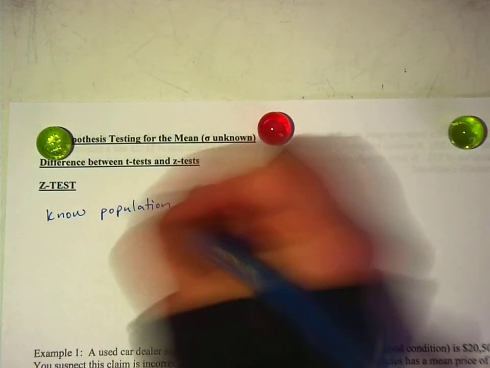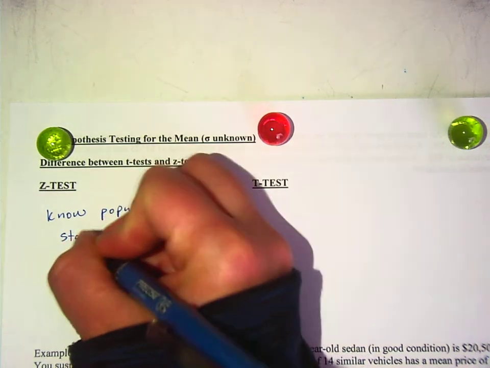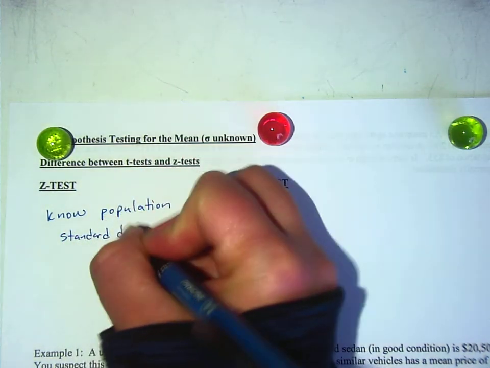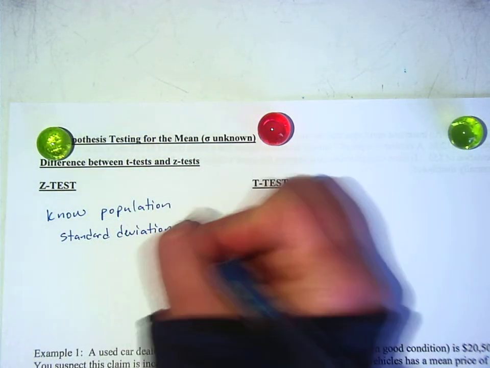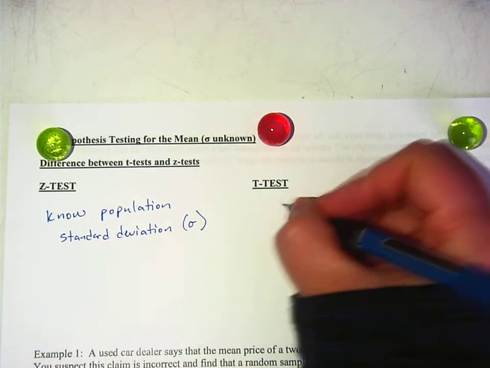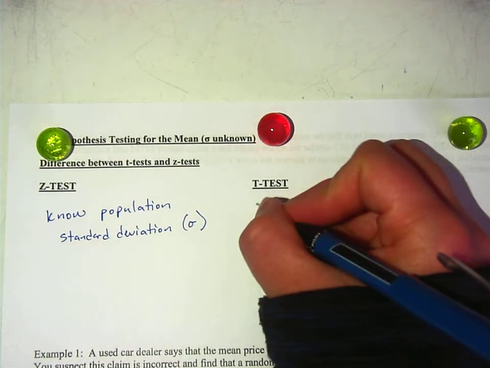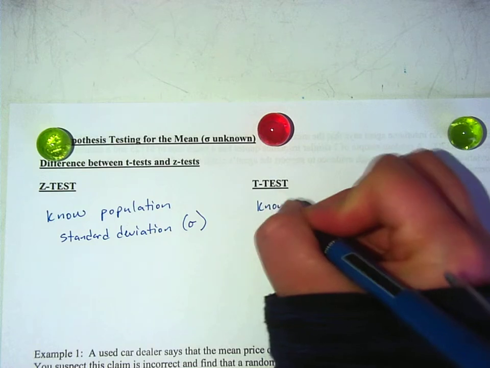So you have to know the population standard deviation, which is sigma. Here you know the sample standard deviation.